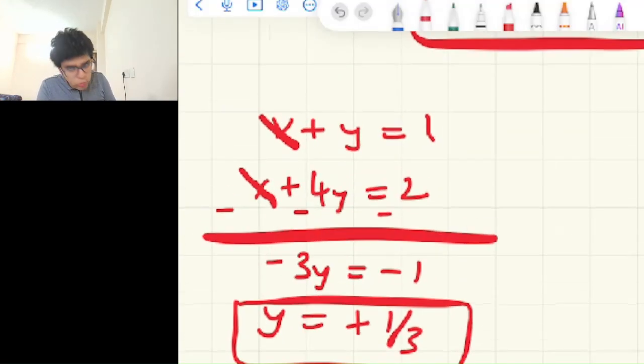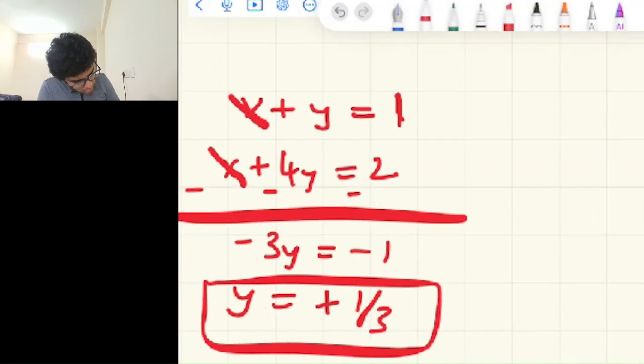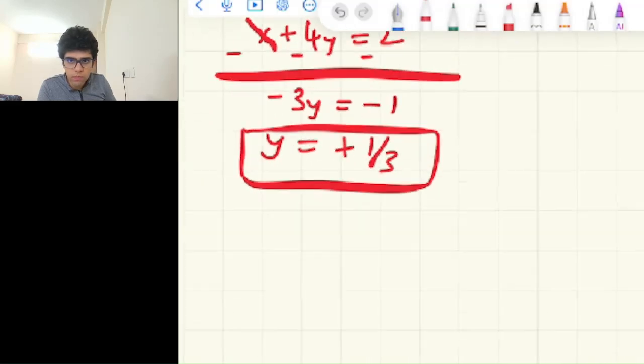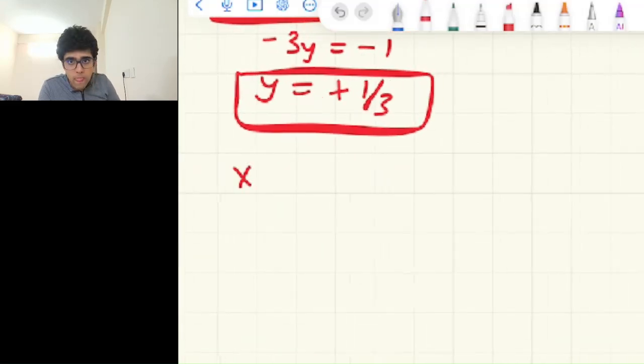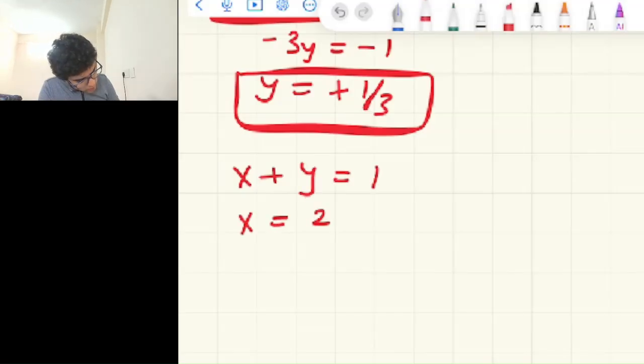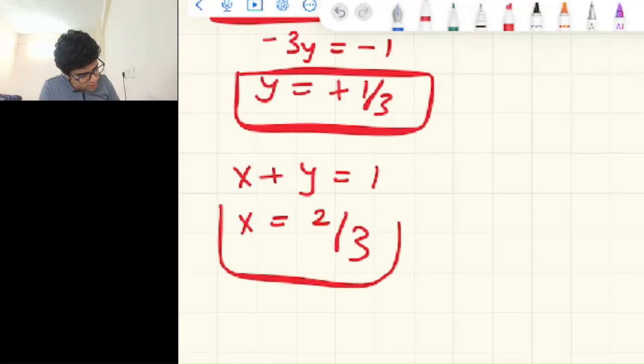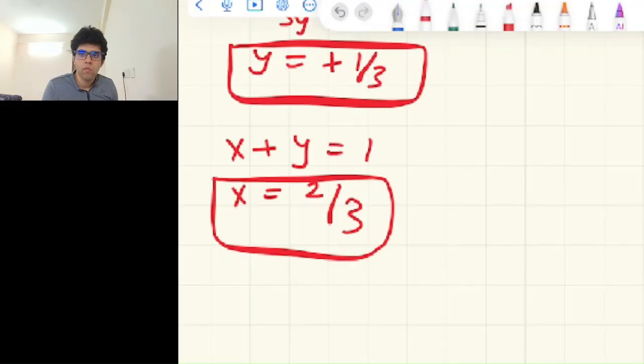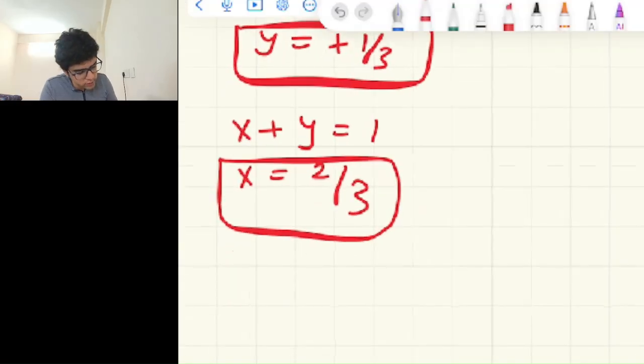And similarly, if I just use the first equation, x turns out to be equal to 2 by 3. So x is 2 by 3 and y is 1 by 3. Yes, so this is one of our stationary points, which was already given to us, right?